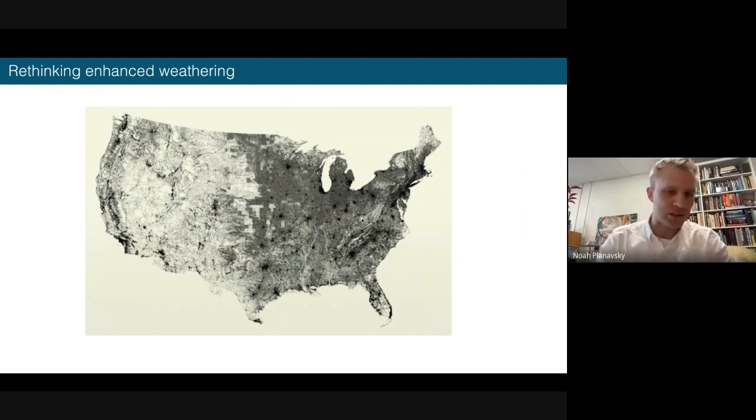To end here for the last couple of minutes, I have a fun idea and a potential collaboration with folks. When I was talking about enhanced weathering, most commercial and research efforts right now are focused on how we can take these mine waste products and move them into agricultural settings.